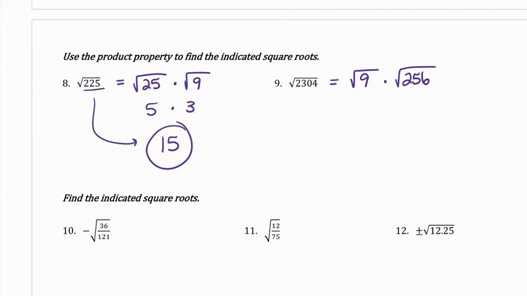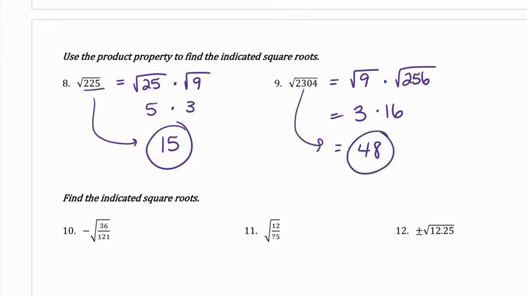And now you could keep going with the 256 if you need to do more. I know that 256 is a perfect square because I know my perfect squares all the way up to 20. So then I could think the square root of 9 is 3. The square root of 256 is 16. And then 3 times 16 is 48. So the square root of 2304 is 48.